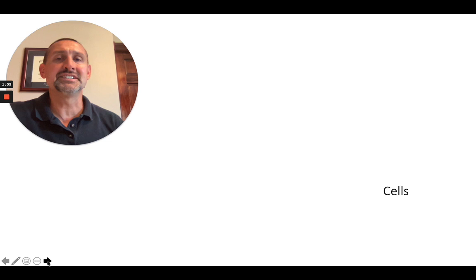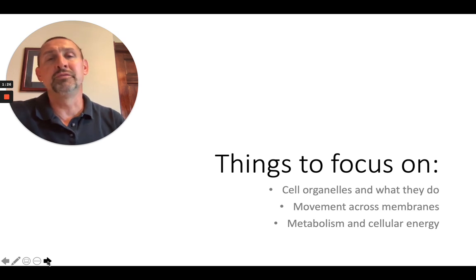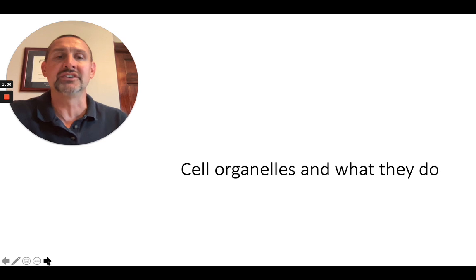So cells can be very specific in their structures. Nerve cells, for example, could be very long and narrow. Bone cells are different than nerve cells. What we're going to look at in this video is just some generic cells to get an idea of some of their parts and what they do. The three main things we're going to focus on are cell organelles, those are cell parts, movement across membranes, osmosis and diffusion, and then how cells get energy.